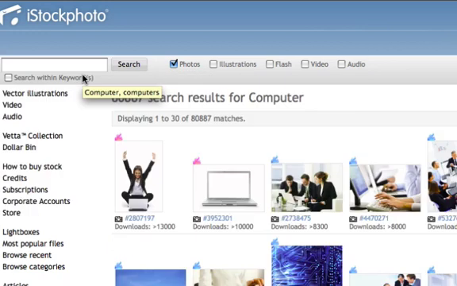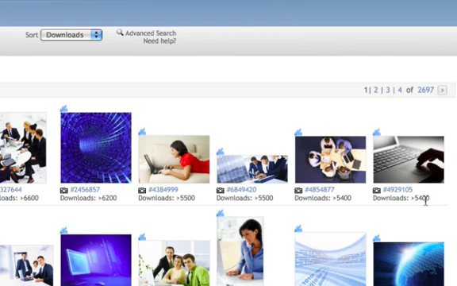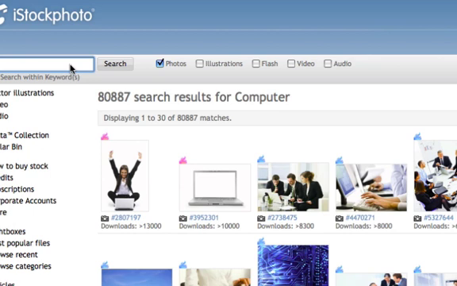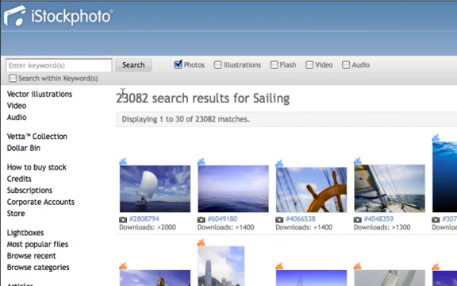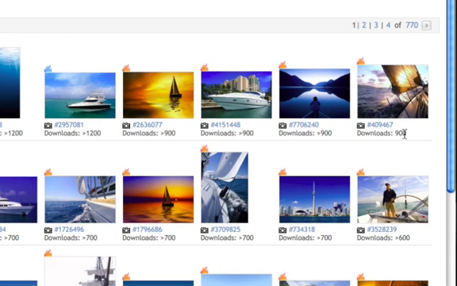Search for that. Here we can see we have 80,887 images for computer, so that's our supply, and then we have 5,400 downloads. So we take note of that again, and then we continue to sailing, which is our last market we will research today. So here we can see there are 23,082 images for sailing, and image number 10 has 900 downloads. Okay, so now we take a note of all 4 markets we will research today.